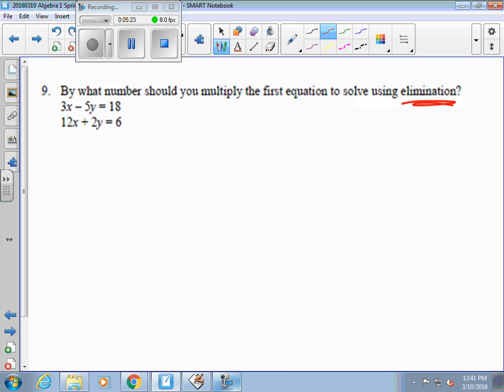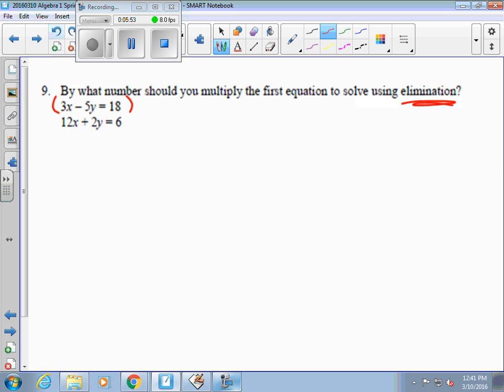There's no number that we can multiply the y coefficients by. It doesn't matter what you multiply -5 by, you're not going to get to the number 2. The only number we can multiply that first equation by is dealing with the x's, making opposites out of the x's. The other x coefficient is 12. We want it to be the opposite of 12. What's the opposite of 12?